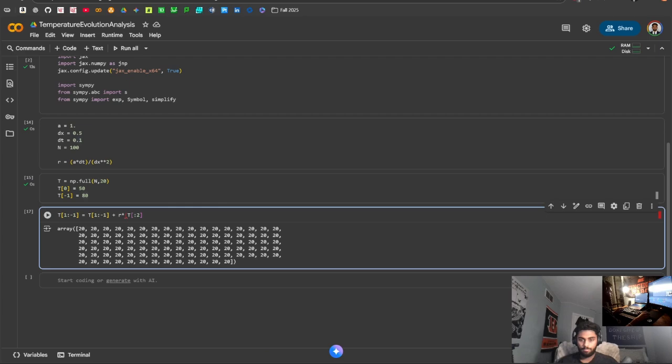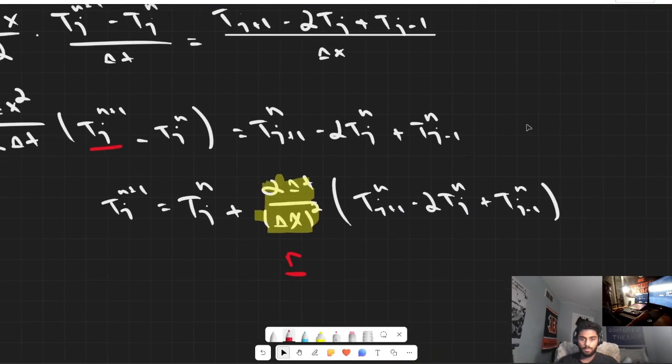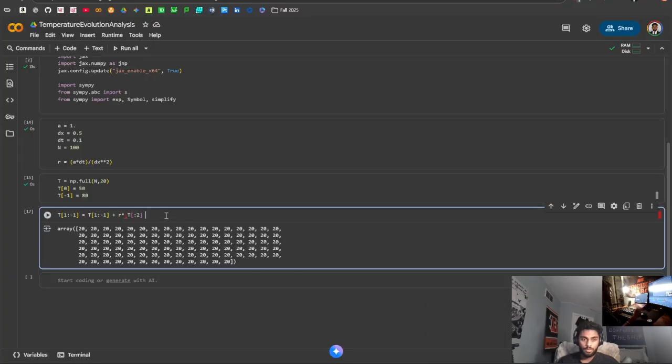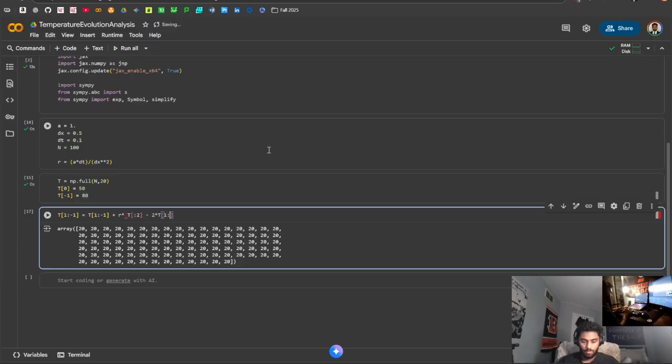And then minus 2 Tj. So that is what's in our middle. So minus 2 times T from 1 to minus 1. Right? And then plus our T 2 colon.